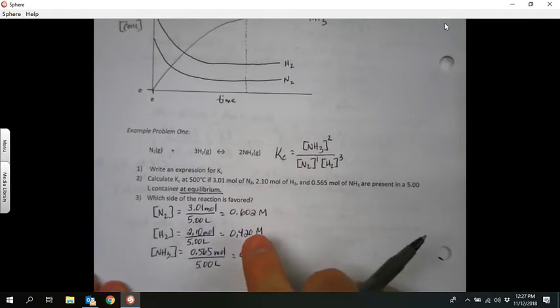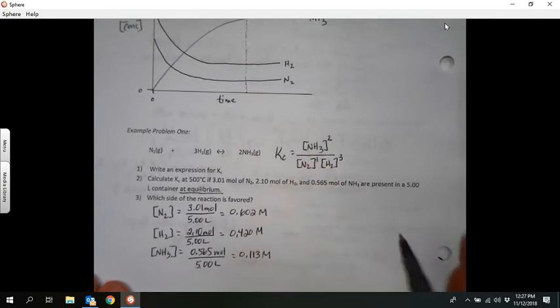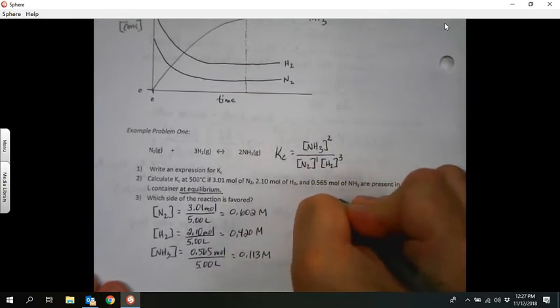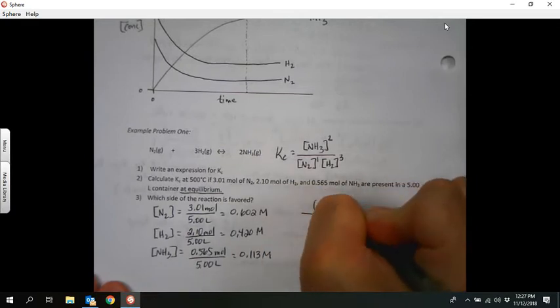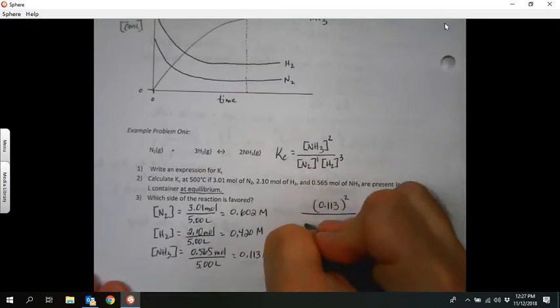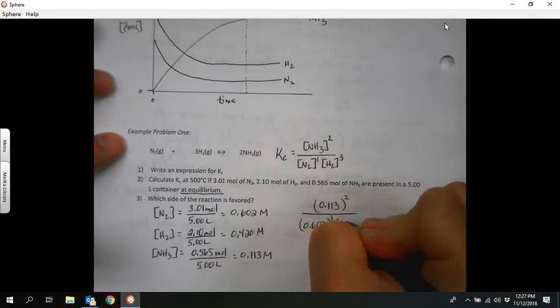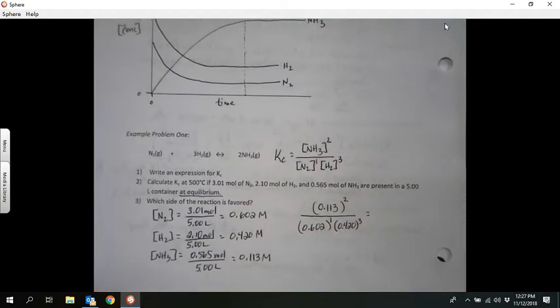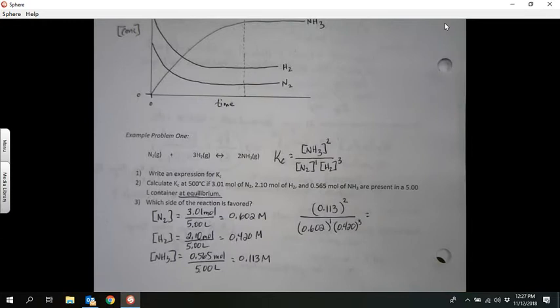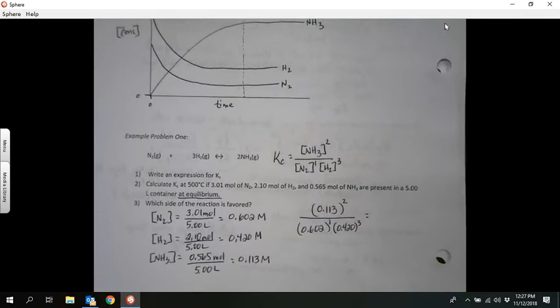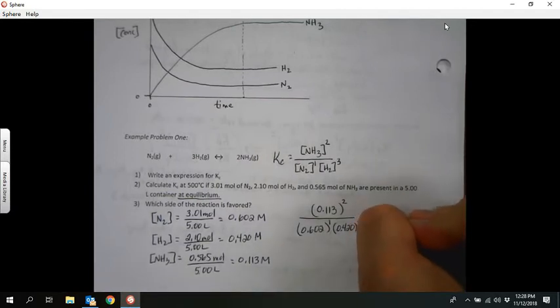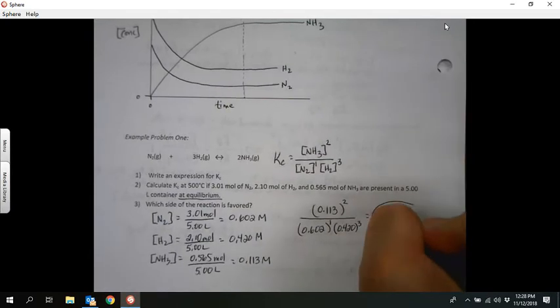So all I have to do is put these values in for my K expression. So I have 0.113 squared over 0.602 to the first times 0.420 to the third. So go ahead and calculate this. You can pause the video, calculate this, and see if you get the same answer as me. All right, so when you put this in your calculator, these are all to 3 significant figures, so I'm going to make my K value to 3 significant figures, and I got 0.286 as my answer.